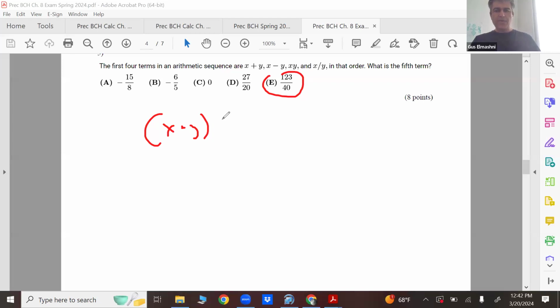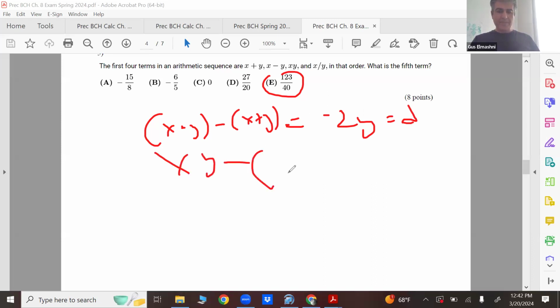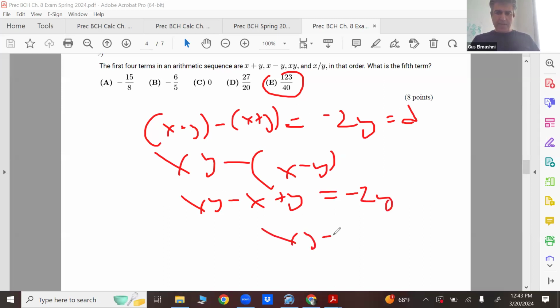So if I subtract the first two terms, second minus first, you should get negative 2y. So I'm calling that D, the common difference. And if I subtract the third and second, I get xy minus x plus y, right? And that will also equal D, or negative 2y. So then you should have xy minus x equals negative 3y.